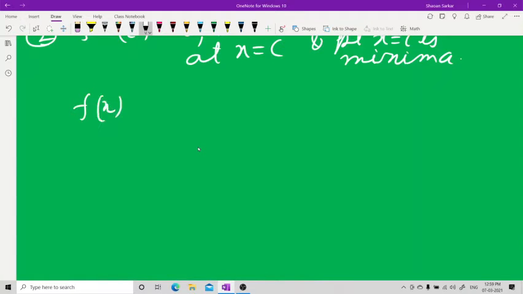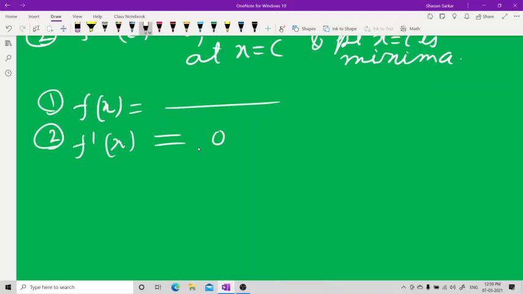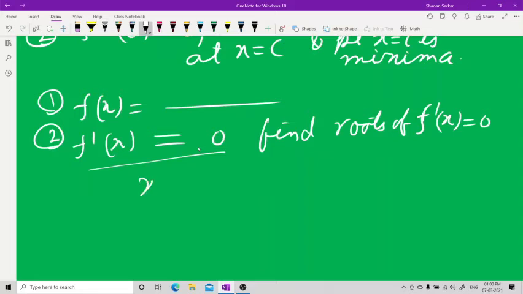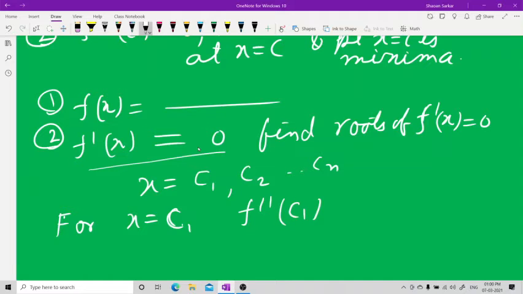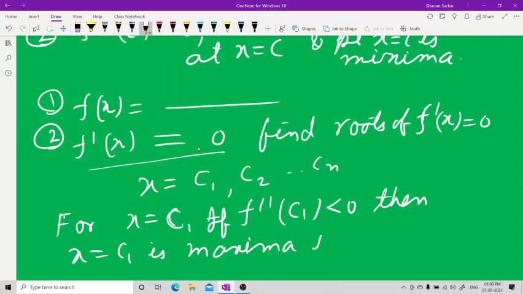Now suppose any function is given to you, whatever it may be. Step number 1: take the first derivative. Step number 2: put it equal to 0 and find the roots of f dash. Suppose the roots of x come out as c1, c2, up to cn, whatever they are. For x equal to c1, if f double dash c1 is less than 0, then x equal to c1 is maxima, and f c1 has the maximum value.